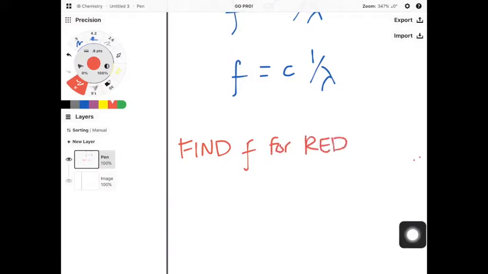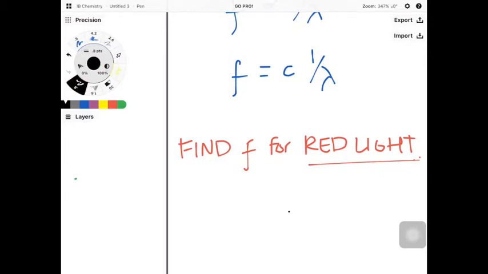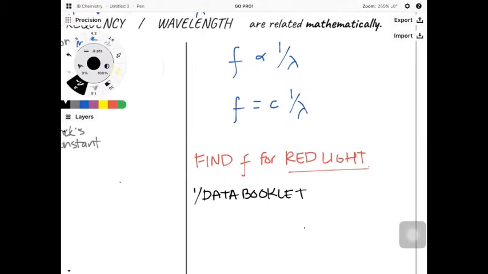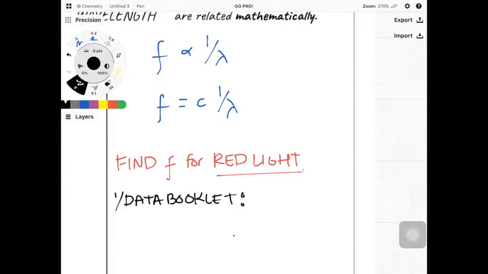So now I have an example. Say you're asked to find the frequency for red light. The first step is to check your data booklet because the wavelengths for all colors of light are listed. And so you don't need to memorize that. Specifically for red photons, we're talking about a wavelength of 700 nanometers.